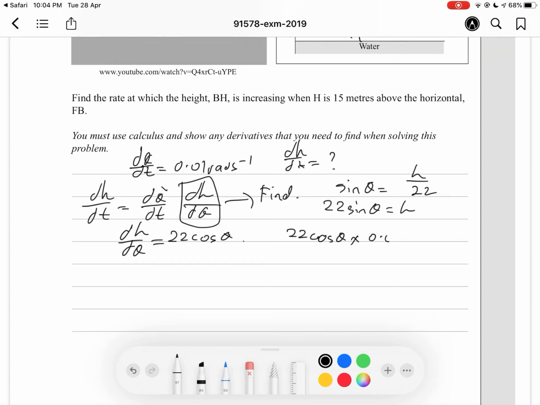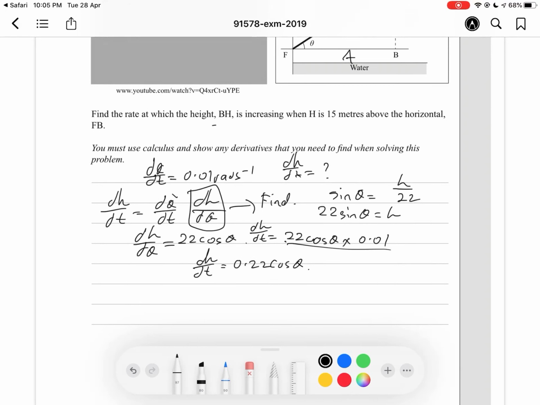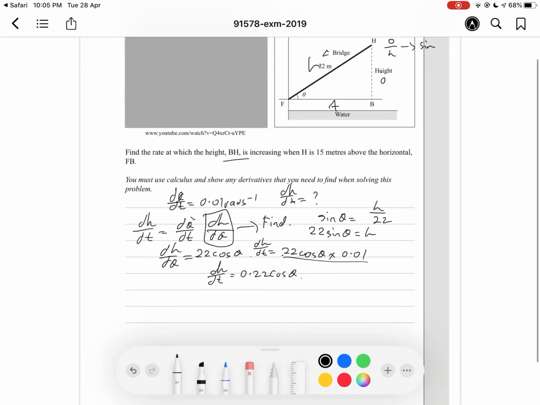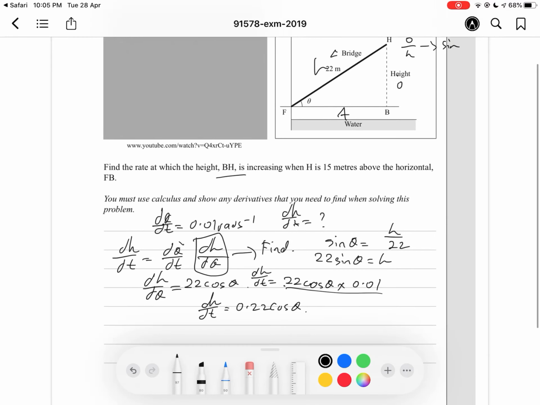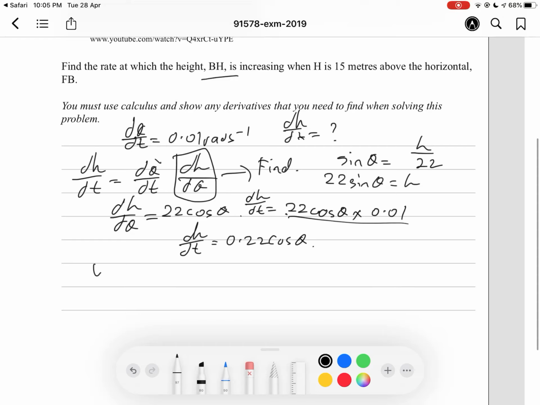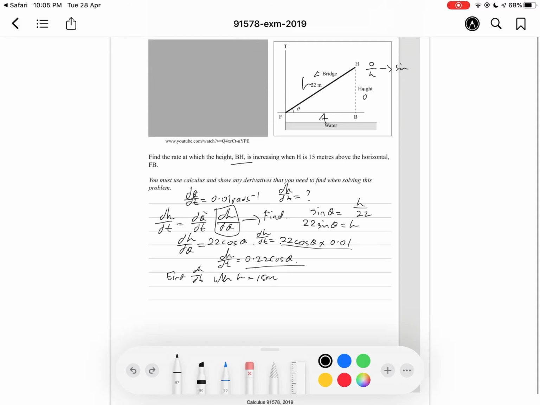So 22 cos theta multiplied by 0.01 is our dH over dt. Alright, and we simplify this to 22 times 0.01. That should give us dH over dt equals 0.22 cos theta. Now, find the rate at which height BH is increasing when h is 15 meters above the horizontal. So the question is saying find dH over dt when h equals 15 meters. As you can see, we have theta in our equation, so we need to find what theta is when h is 15.